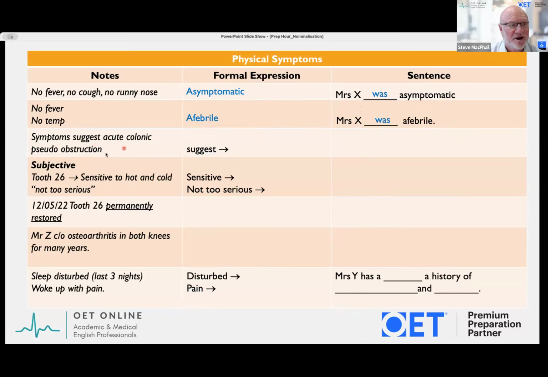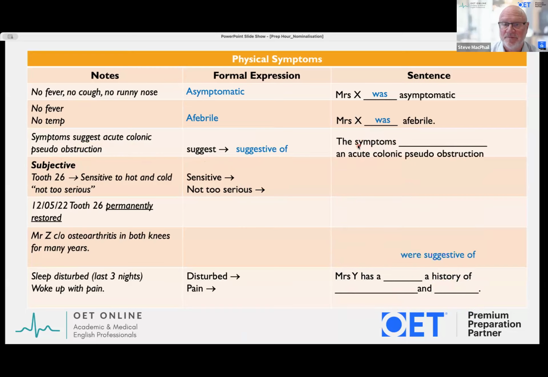Symptoms suggest acute colonic pseudo-obstruction. Now, we got this verb suggest, right? But we might want to write that in a formal style, so we can use suggestive of. The symptoms were suggestive of an acute colonic pseudo-obstruction. Few things going on here, everyone, to pay attention to. So were suggestive of is very nice language.